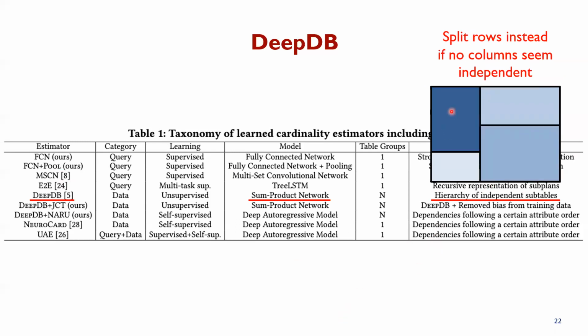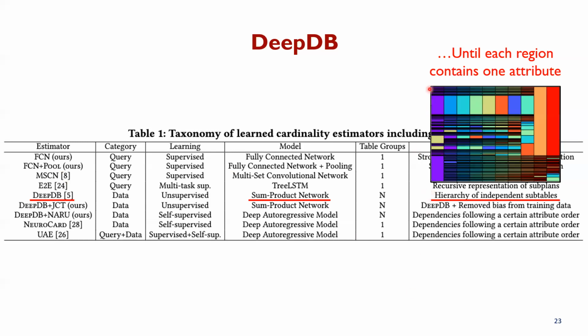If no columns seem independent in this region, it splits the rows instead. So in this region, it groups similar rows to make the columns in its subregions independent. It repeats this column and row split until its region contains only one attribute. Here, a color represents an attribute and size represents the density. And inference is done by multiplying and adding the densities of these query-relevant regions.